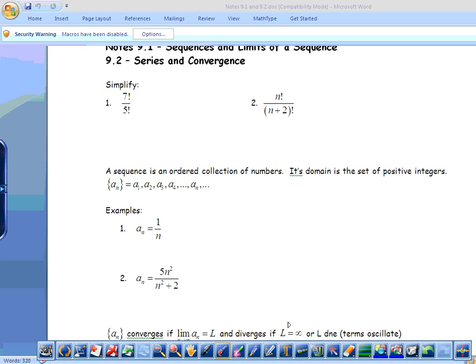All right, so we're going to start our chapter on series. First off, let's start with something that you are familiar with. 7 divided by 5. What does that mean? Other than 7 divided by 5.